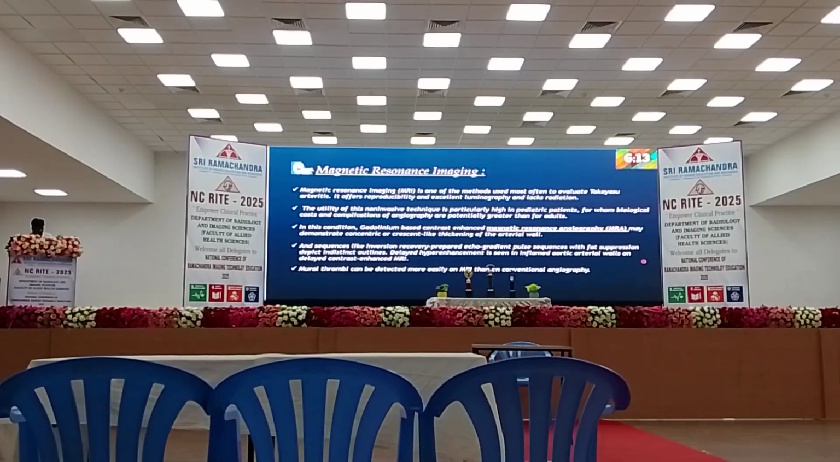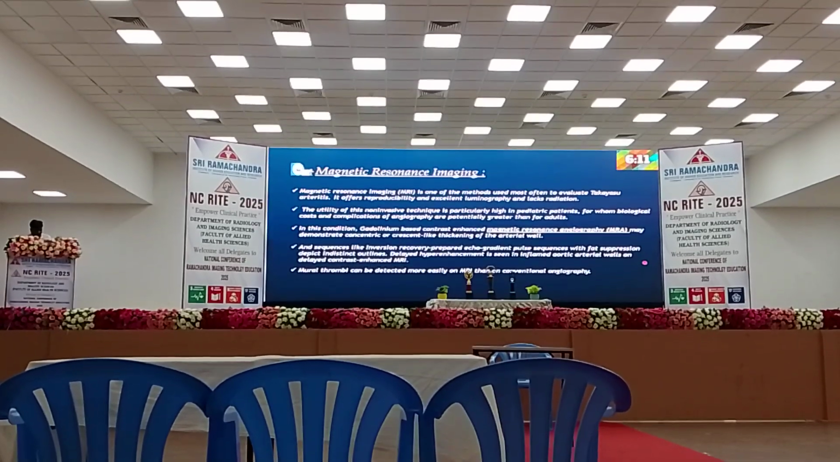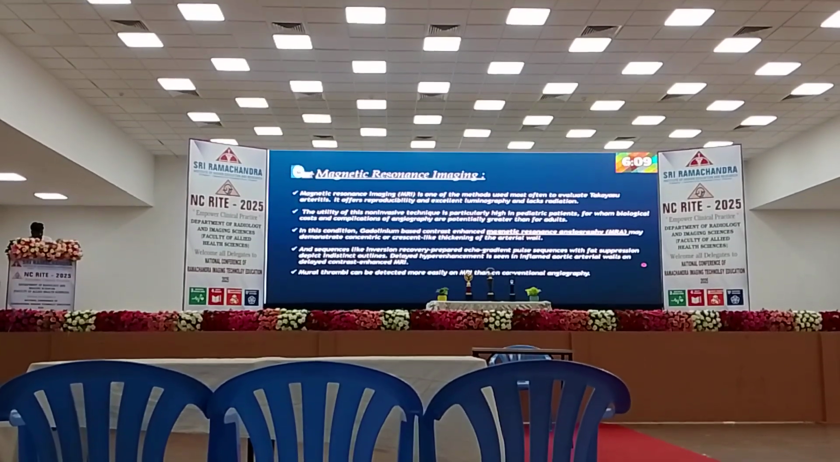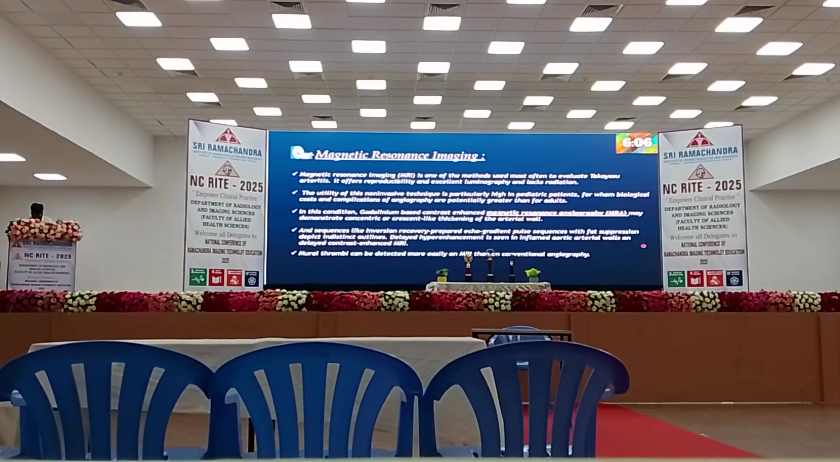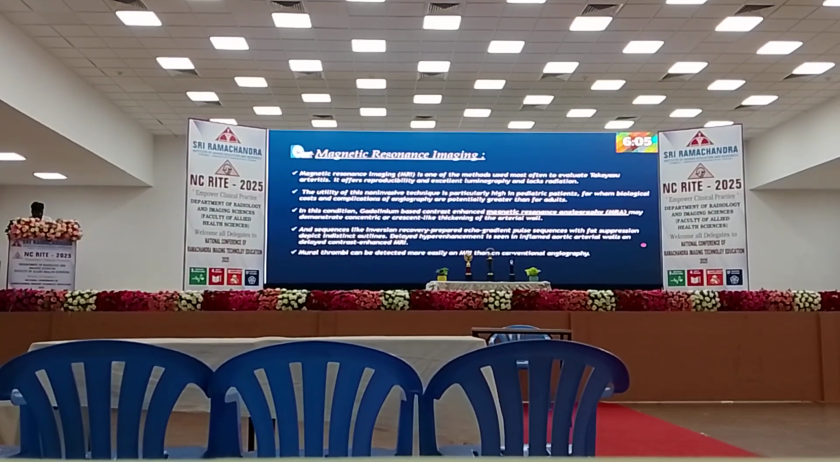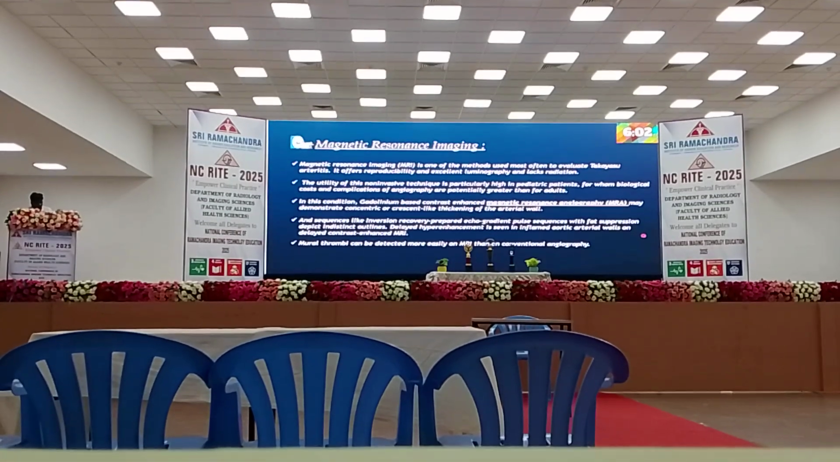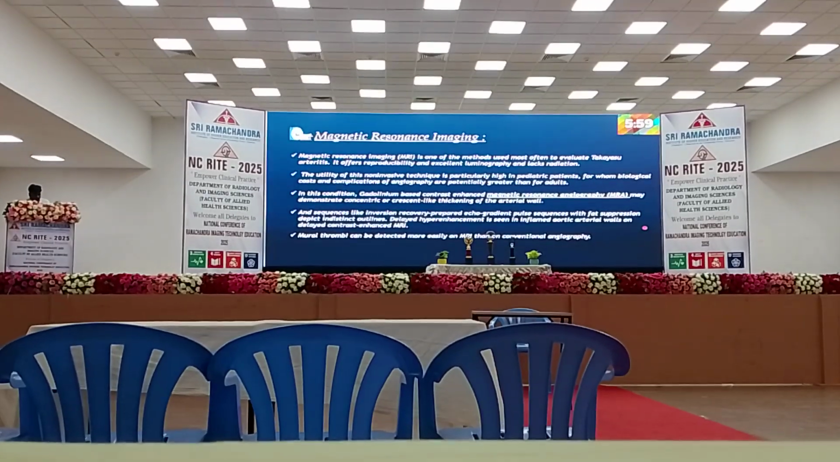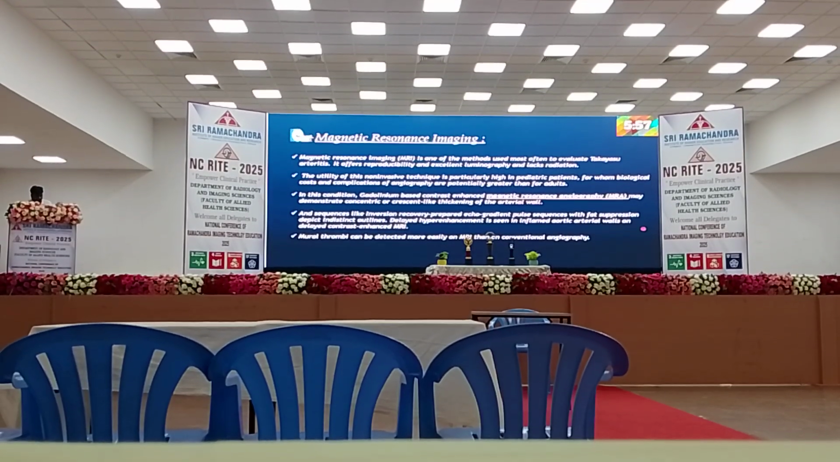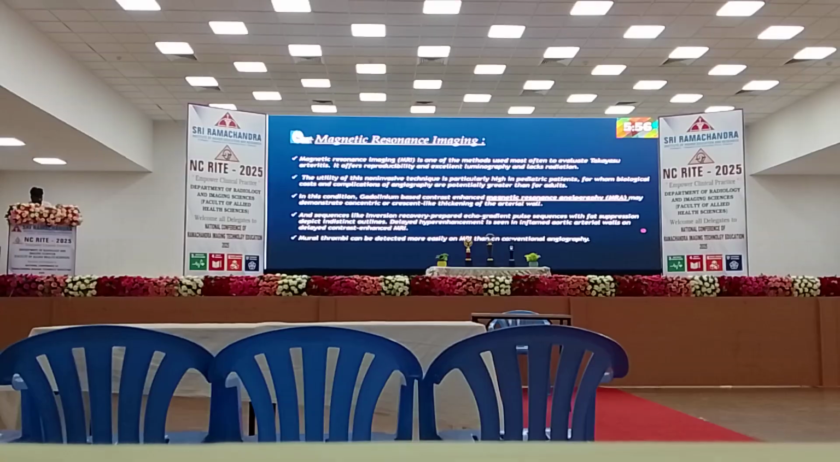Magnetic resonance imaging. MRI is one of the methods often used to evaluate Takayasu Arteritis. The utility of this non-invasive technique is particularly high in pediatric patients, for whom the biological cost and complications of angiography are potentially greater than for adults. In this condition, gadolinium-based contrast MRA may demonstrate concentric or crescent-like thickening of the arterial wall, using sequences like inversion recovery prepared echo gradient pulse sequence with fat suppression.